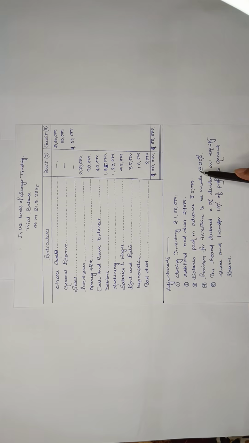Then you have provision for taxation, which is very easy to treat. Another interesting point here is that the board declared a 5% dividend on equity shares and transferred 10% of profit to general reserve. So these are two interesting points that we'll see in this particular question.